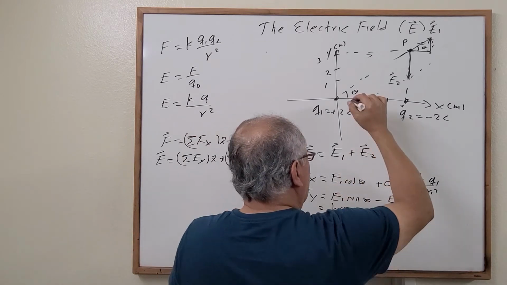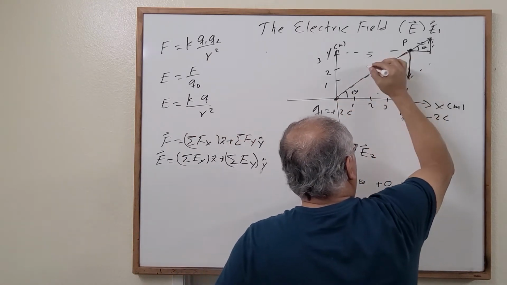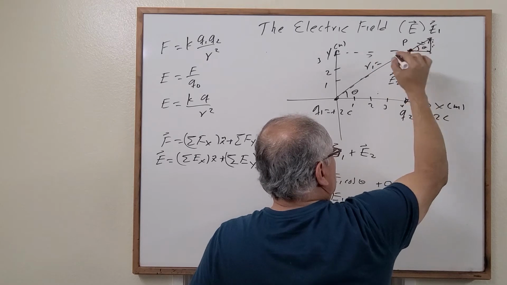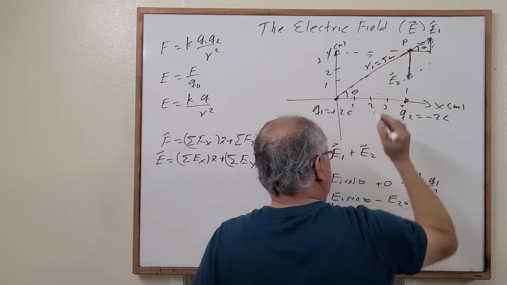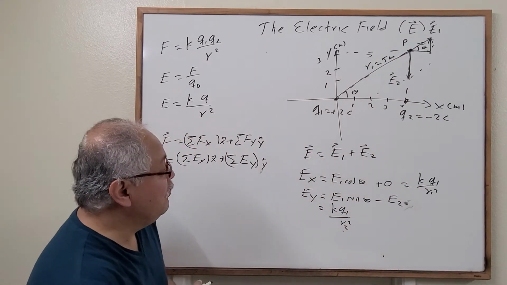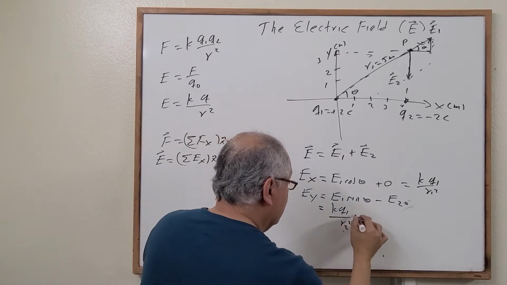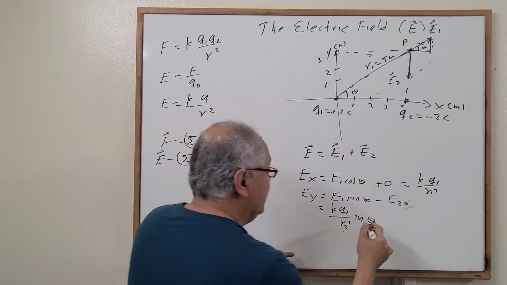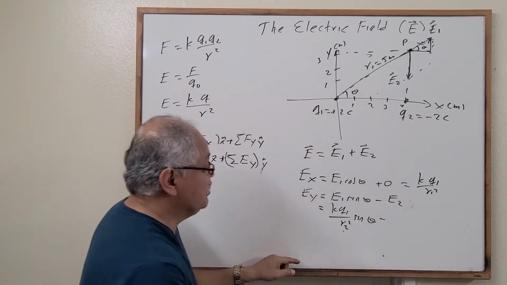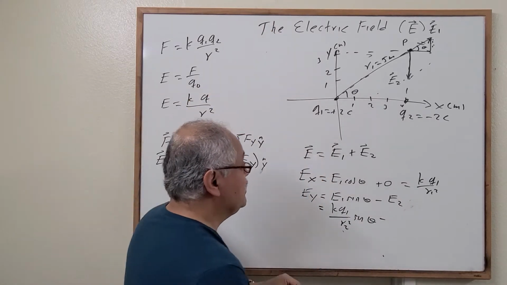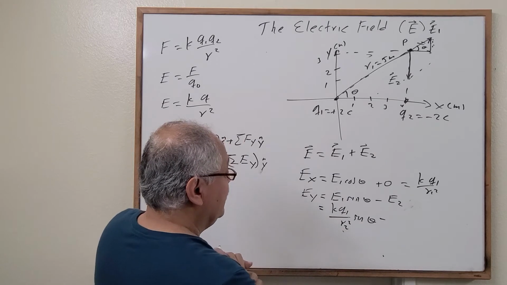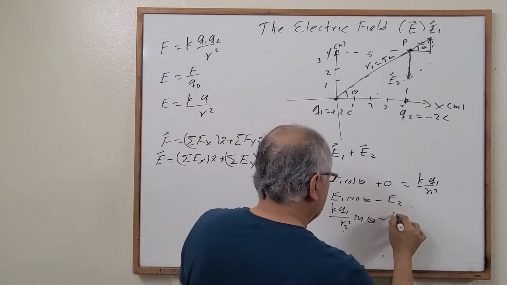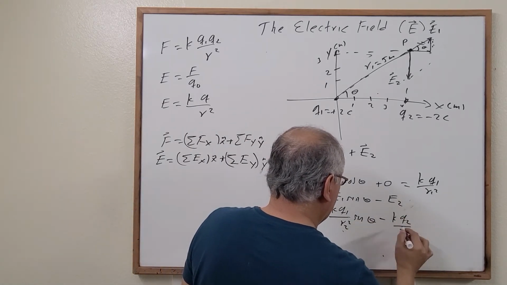Right, well, this is R1, right? From here to here is R1. R1 is equal to what? 5, right? 5 meters. Okay. And then what else? Sine theta. Well, we need to find the sine theta right there. Minus E2, right? It goes downward in the y direction, and this is equal to KQ2 divided by R.